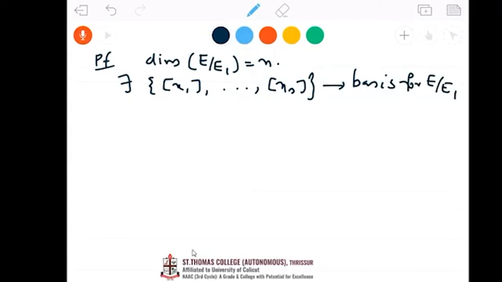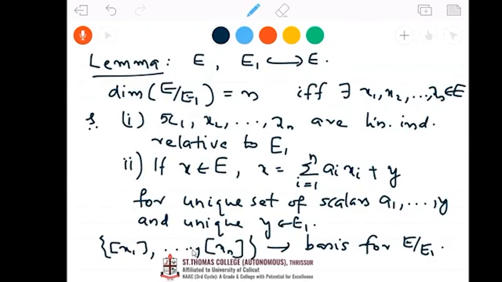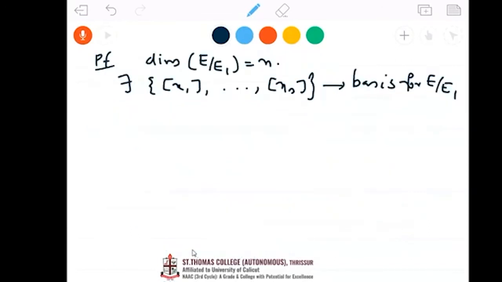Now I have to prove that x1, x2, etc. xn are linearly independent relative to E1, and for each x element of E, this expression x equal to summation i equal to 1 to n aixi plus y is unique. We have to prove these two facts. So first I am trying to prove x1, x2, etc. xn are linearly independent relative to E1.